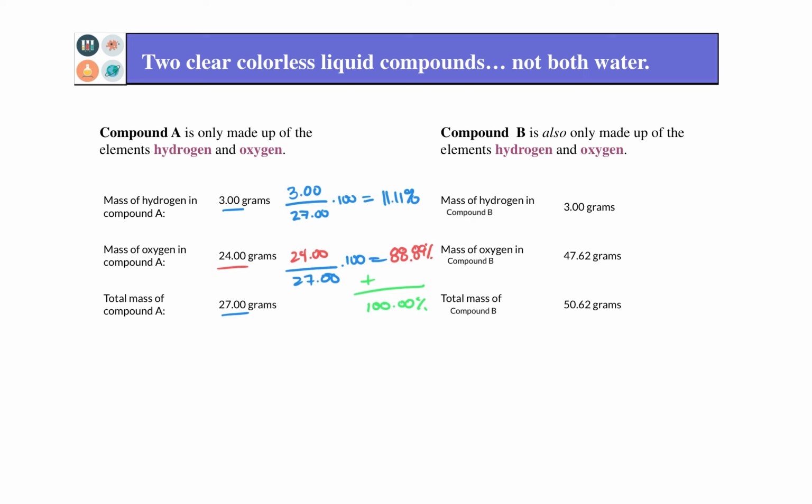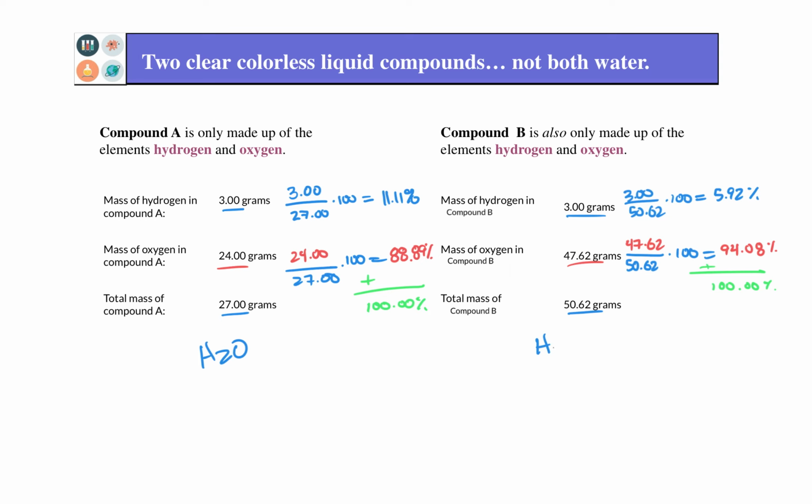When we do the same calculations for compound B, we see that hydrogen makes up only 5.92% of the mass in compound B, which makes sense because 3 grams of hydrogen are in 50.62 grams of compound B. Since the percent hydrogen in these 2 hydrogen and oxygen only compounds are not the same, they cannot be the same compound. And they're not. Compound A is water. Compound B is actually hydrogen peroxide, not H2O, but H2O2.